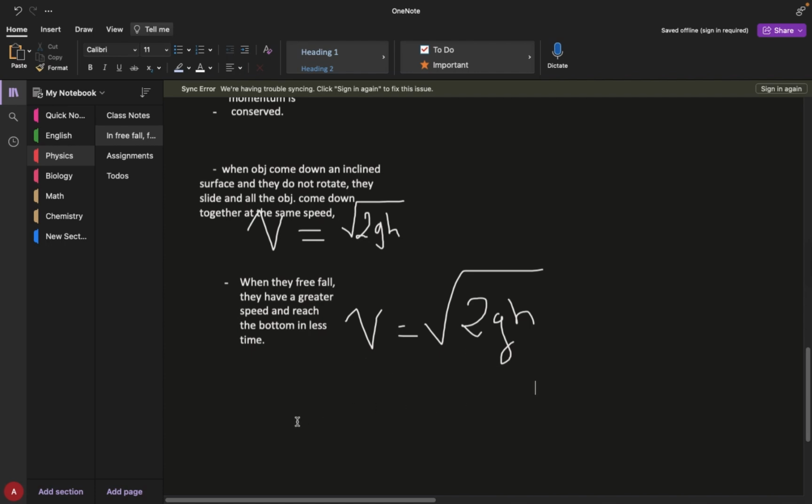It will reach faster, reach the bottom in less time, reach the ground faster, and the reason for that is because in free fall the gravitational potential energy is purely converted just to translational kinetic energy, whereas in an incline it's not.